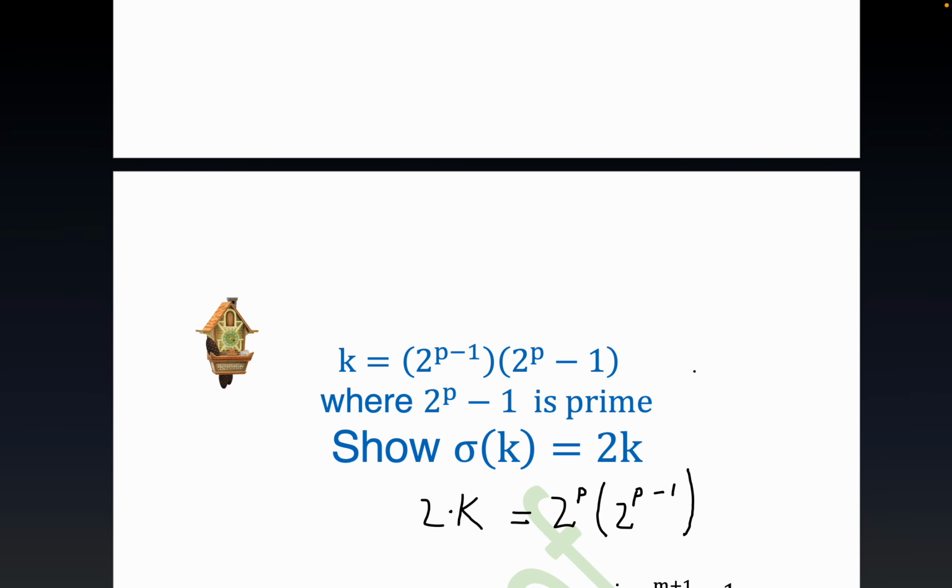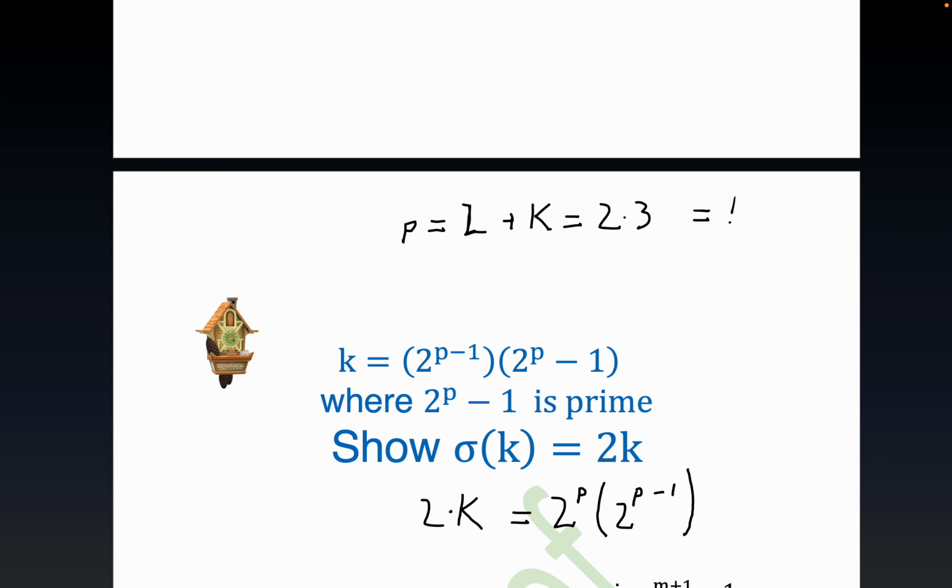Now, let me write down a simple example for p equals 1. Sorry, let's make it 2, since 1 is not a prime number. So p equals 2 implies that k is equal to, if you put a 2 right here, you just get 2, and if you put a 2 right here, you get 3. So k would equal 2 times 3, which is 6.